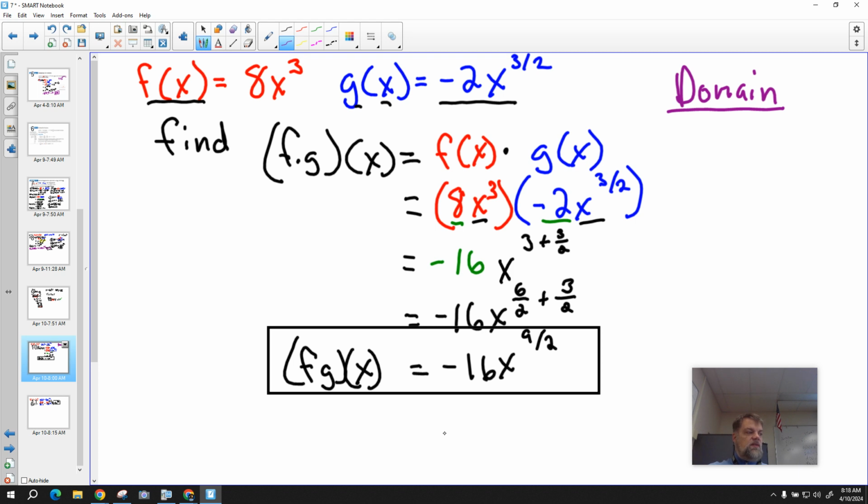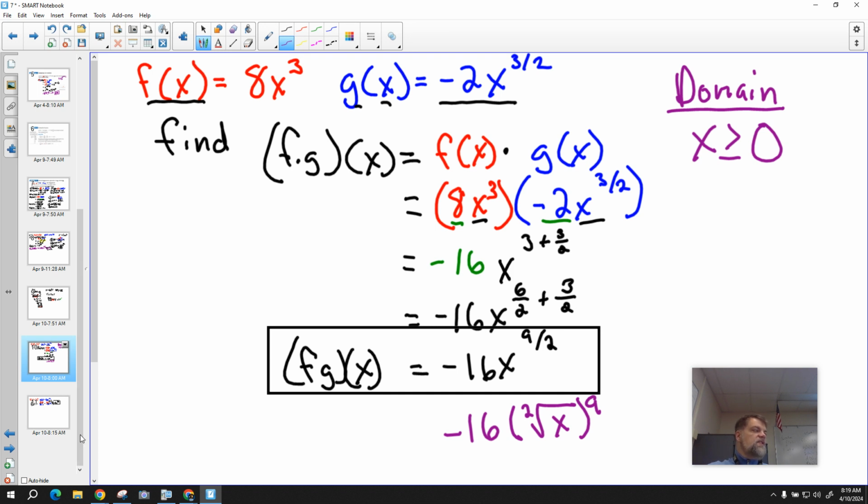But remember that this is the same as negative 16 times the square root of x. Well, let me undo that real quick because I didn't give myself enough room. Times the square root of x raised to the 9th power. So x can't be negative. And remember that the fancy way of saying x can't be negative is that x has to be greater than or equal to 0.